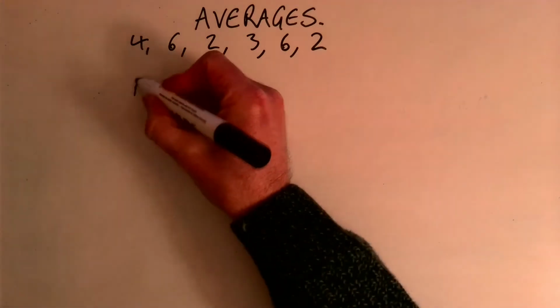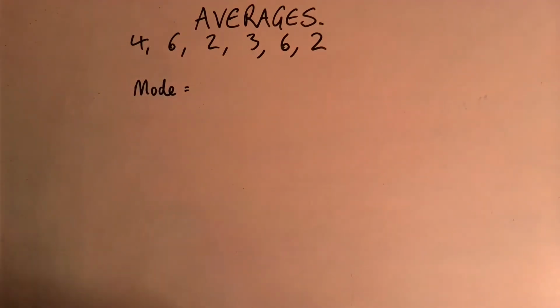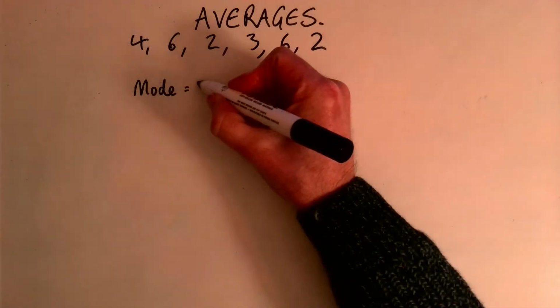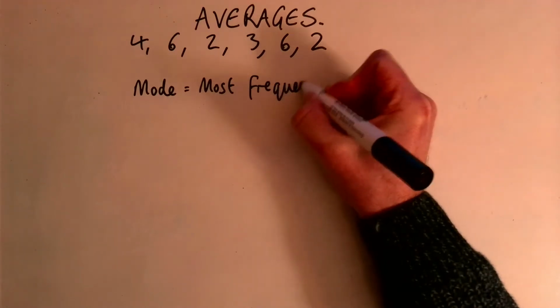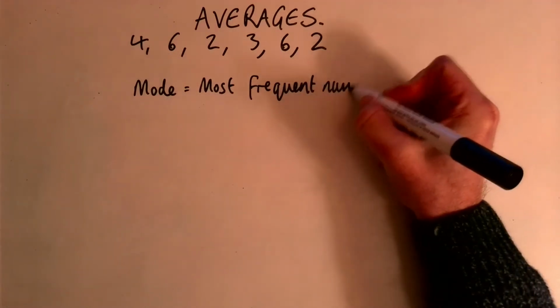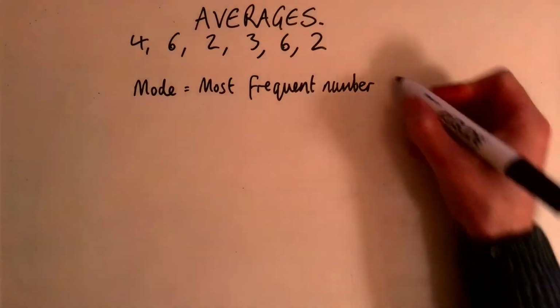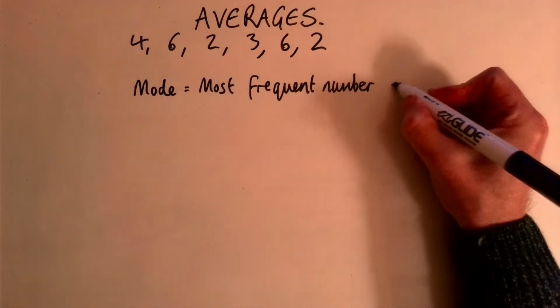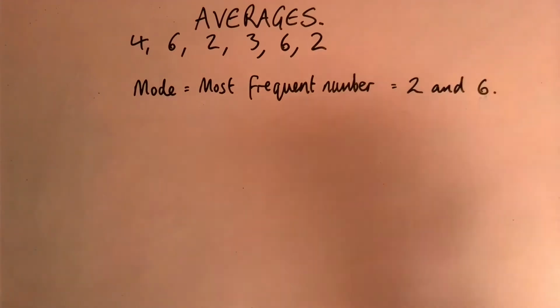Okay, so the 3 averages are called the mode. Which one is the mode? The mode is the one that's the most frequent, the most common number. I recommend you write this down as a bit of notes. The most frequent numbers in this example are actually 2 and 6. It's possible to have more than one mode because it's all about what is popular.